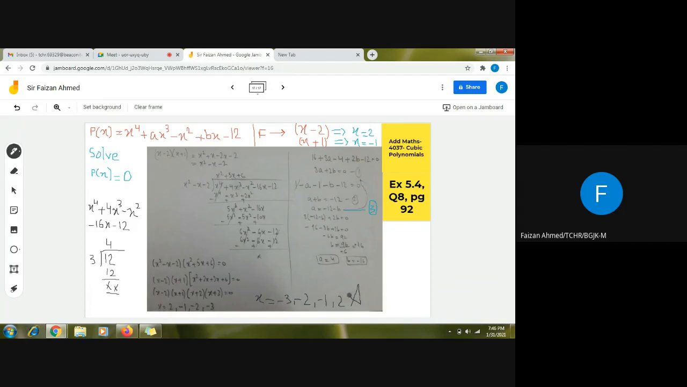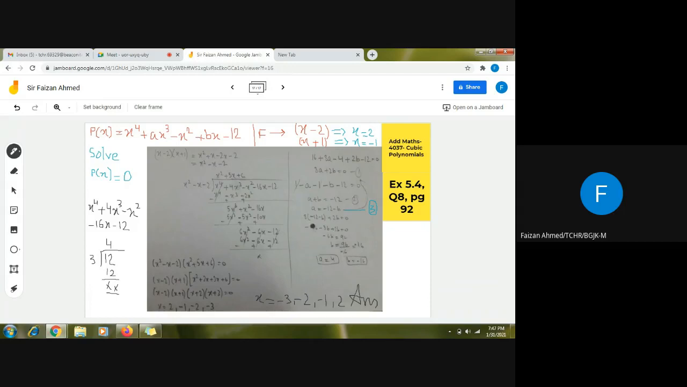So this was the solving, and you can see the factorizing of a 4-degree polynomial. Since it is a 4-degree polynomial, there will be some working required in order to find the values of x. This is question number 8 of exercise 5.4, in which we solved a 4-degree polynomial, and we used the long division method to factorize the given polynomial.